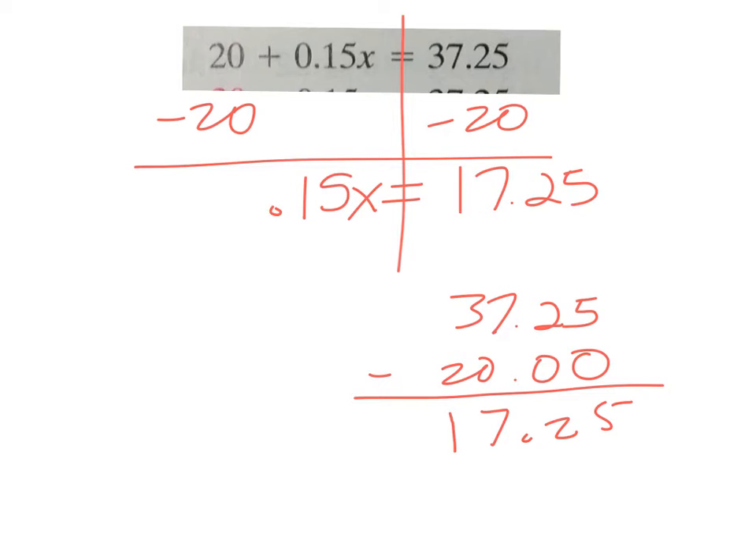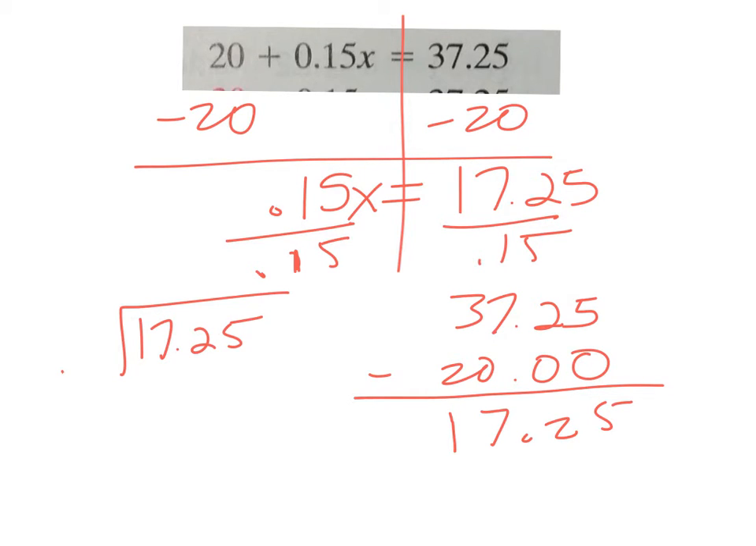Now the fun part, right? We are going to divide both sides by 0.15. Oops, that's a 1, I promise. Divide both sides by 0.15. So remember, that's really 17.25 divided by 0.15. And when you do that, you can't have decimals on the outside of the division, so bump it over twice, bump it over twice. So it's really like 15 going into 1,725.